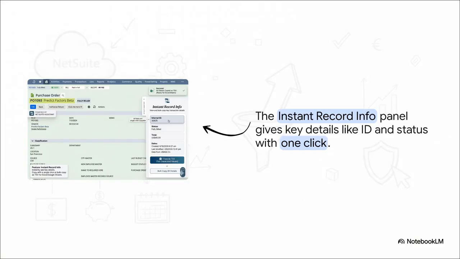Now check this out. This is the Instant Record Info panel, which is one click, you get the internal ID, the status, the total, all the key stuff. But here's the real game changer. See those little icons? Every single one of these fields is one-click copyable. Just think about that. No more highlighting, Control-C, switching tabs, Control-V. That alone is a massive win.